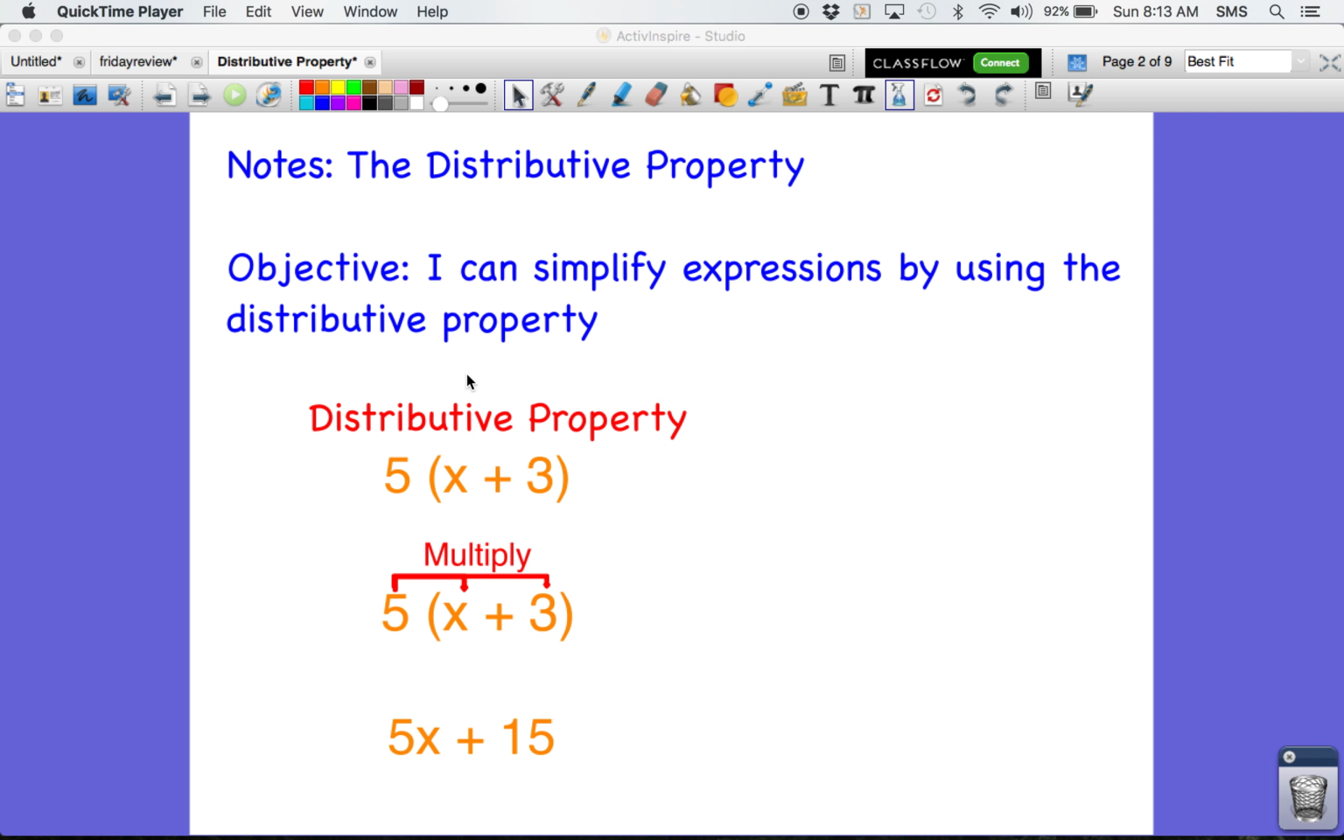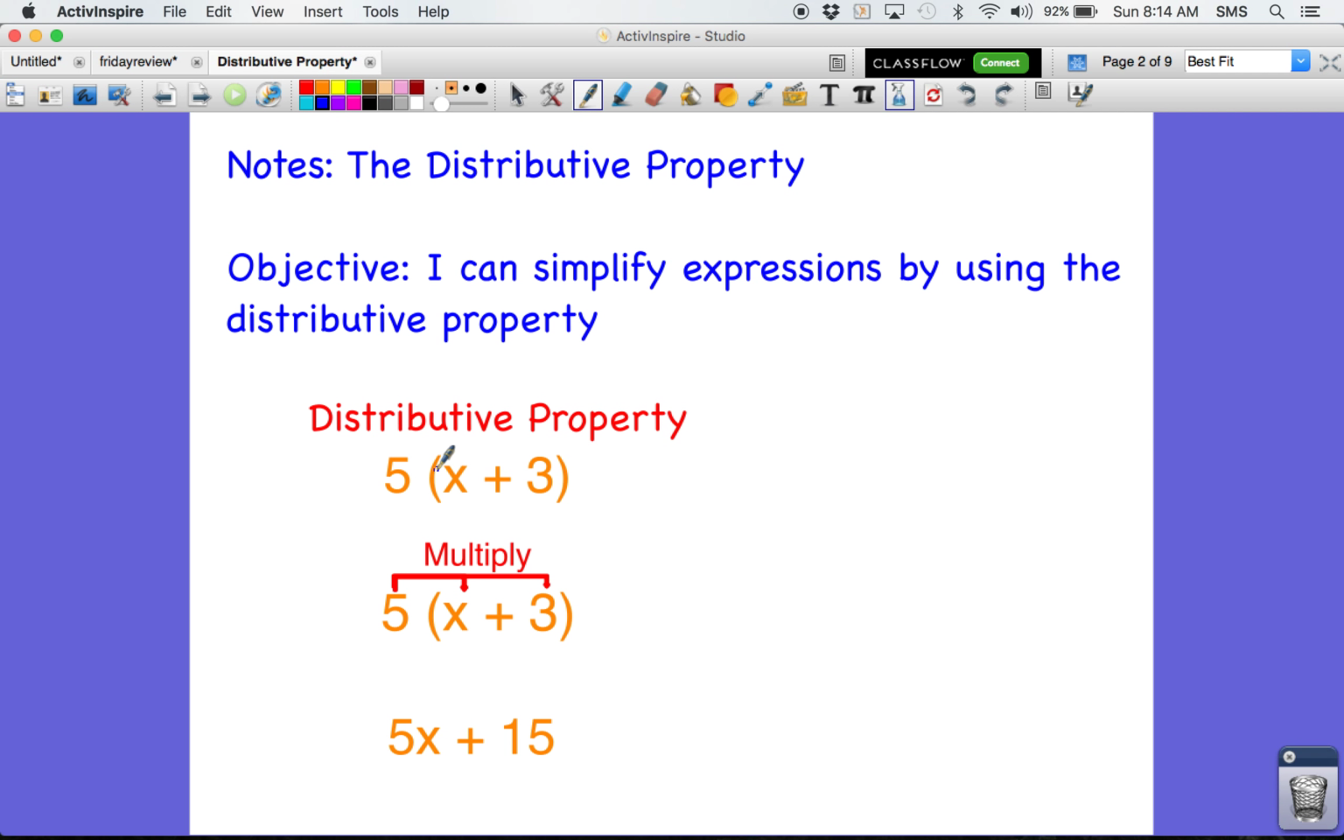A lot of us may have never heard of the distributive property. We may have no idea what it is. It is a new tool that we get to use in math that is very, very useful, especially when you get to algebra and geometry and later on. We use the distributive property all the time. It's used in expressions and in equations and different formulas, and it's very, very useful and important.